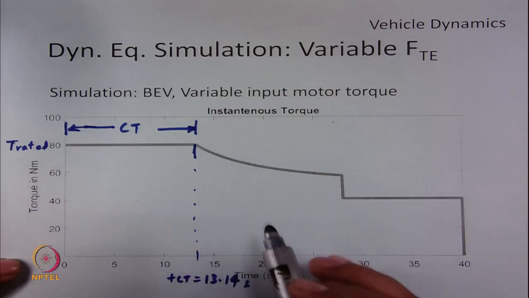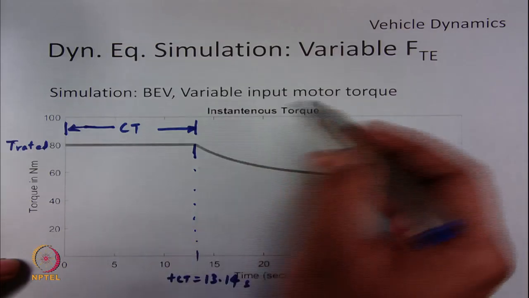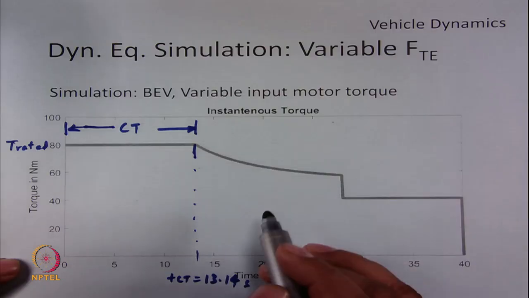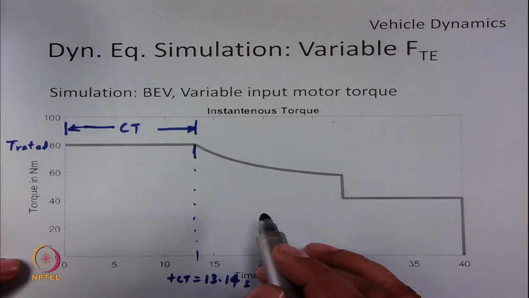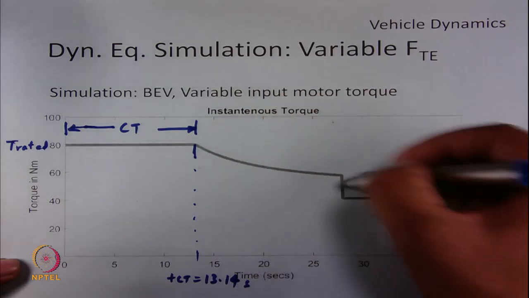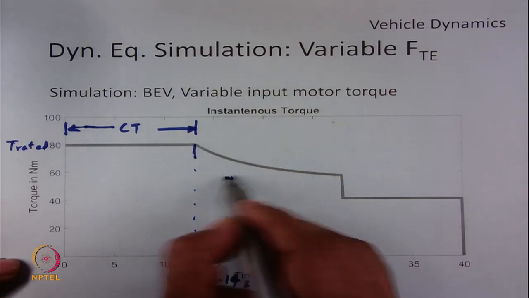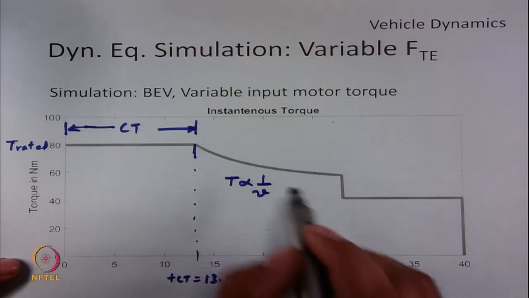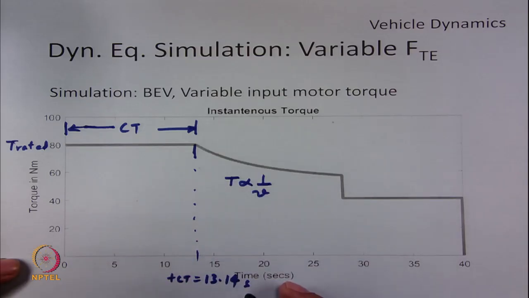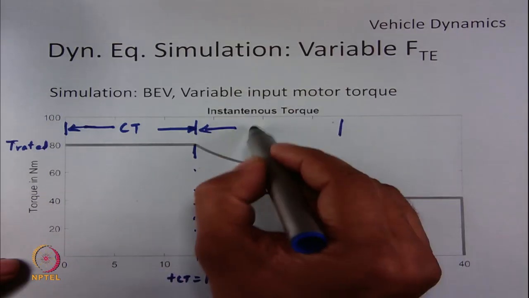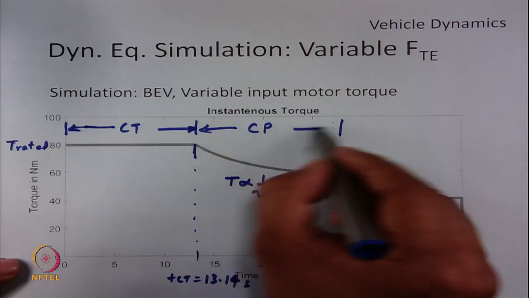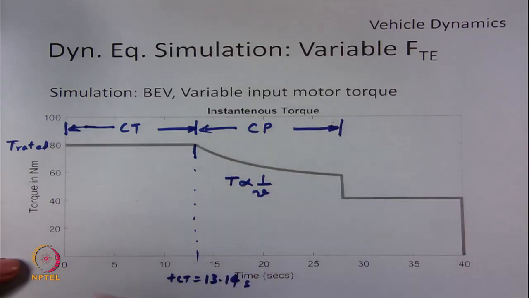Once the vehicle reaches its rated velocity, we go for constant power mode, where the torque variation is inversely proportional to vehicle velocity. We can see that that is happening. Here, torque is proportional to 1 by vehicle velocity. This region of operation is known as the constant power region.